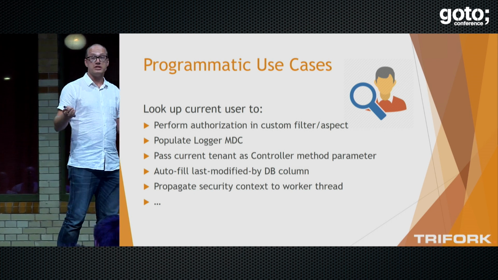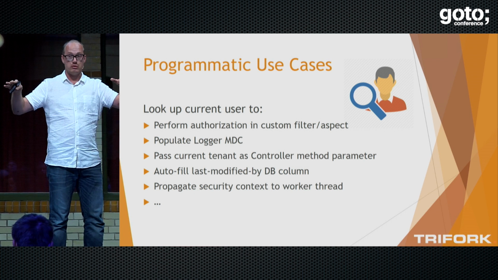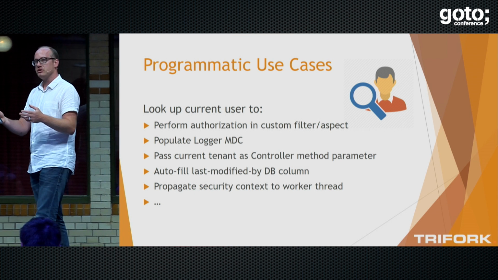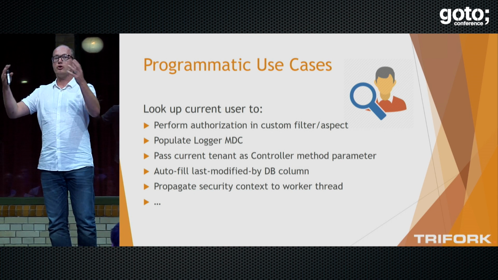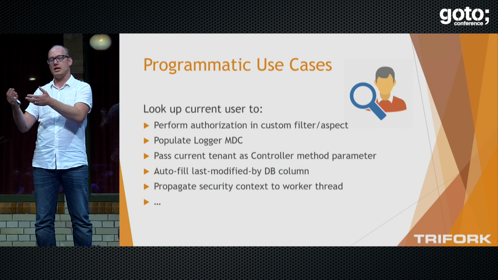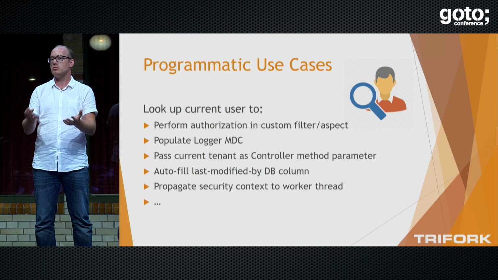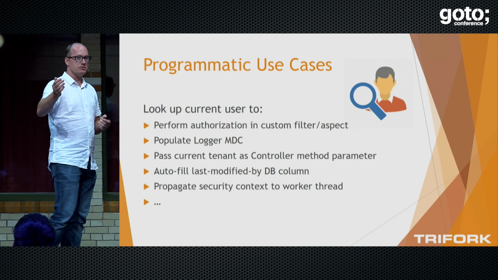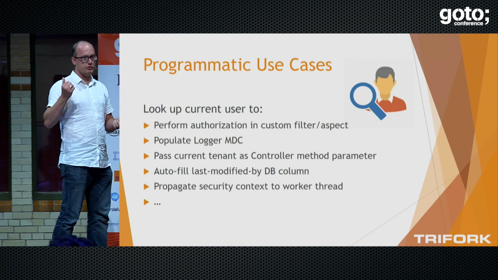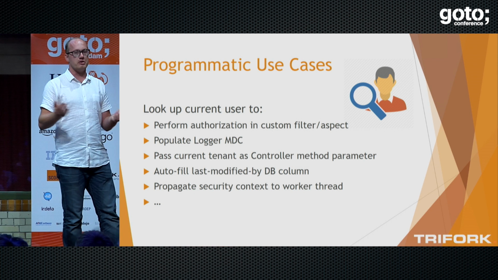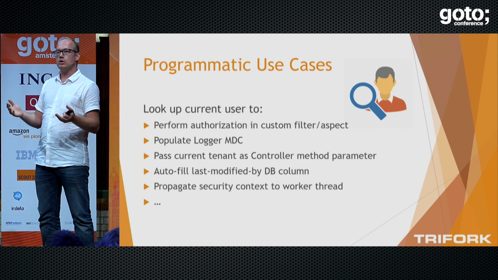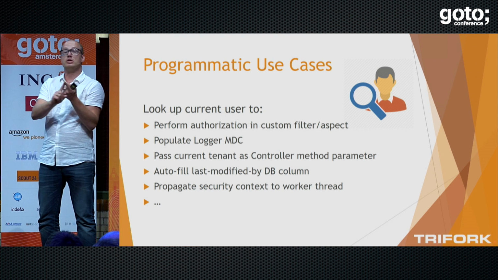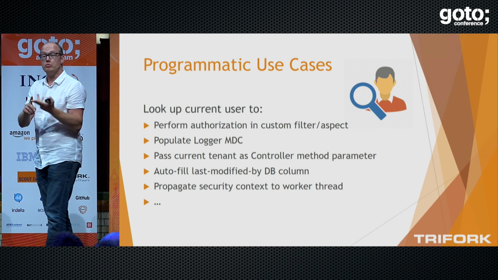Also, if you are in a multi-tenant system, so you have multiple organizations with their own users and their own data, it's actually really convenient if you can always access the current tenant. So you might want to extract that from the current user and make it available to your application somehow. You could auto-populate things like database columns, right? Actually, using other Spring frameworks, you will be able to do this automatically. But this will allow you to see whenever a change was made to a certain piece of data, not only when it happened, but also by whom it was done.